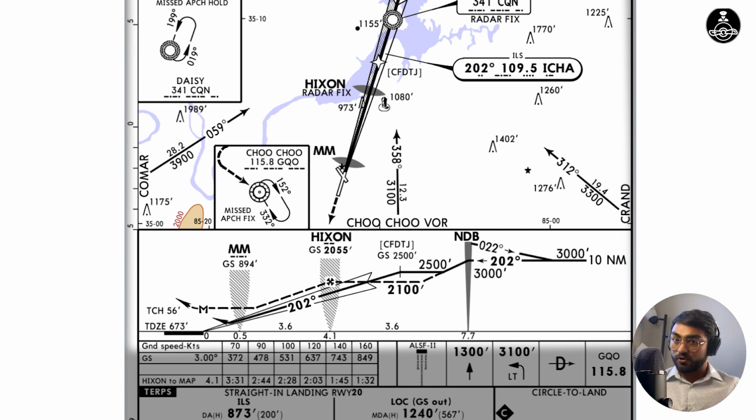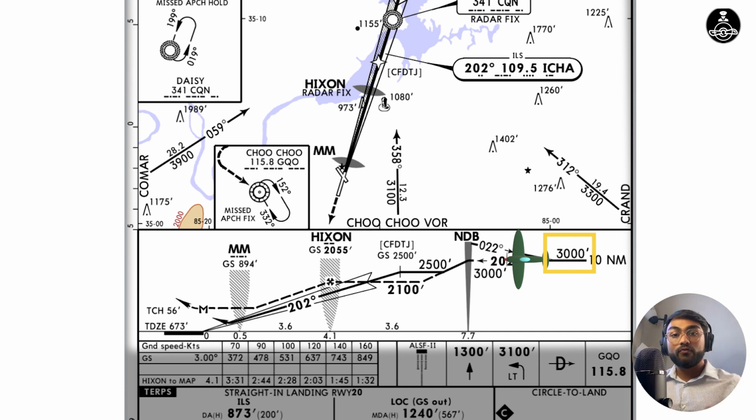Because that is required, we will be maintaining within 10 nautical miles of the Daisy NDB. When we are established inbound, hoping that we have gotten the clearance by now, we will continue inbound, and now we are able to descend to 3000.